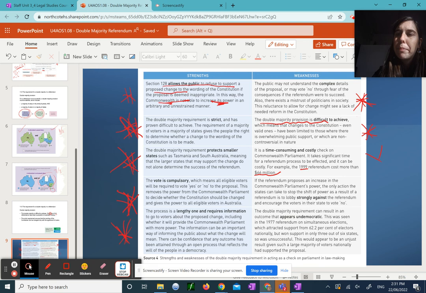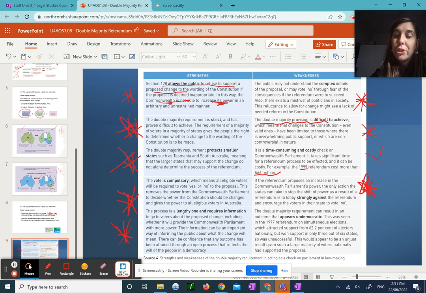Maybe the Parliament may be unwilling to take things further for a referendum, as it seems like a waste of money. Similarly, if a referendum is proposed that increases the Commonwealth Parliament's power, the only action the states can do to stop this shift in power as a result of a referendum is to strongly lobby against the referendum. So that means that if people support a strong change in power, there's nothing smaller states can do about it.